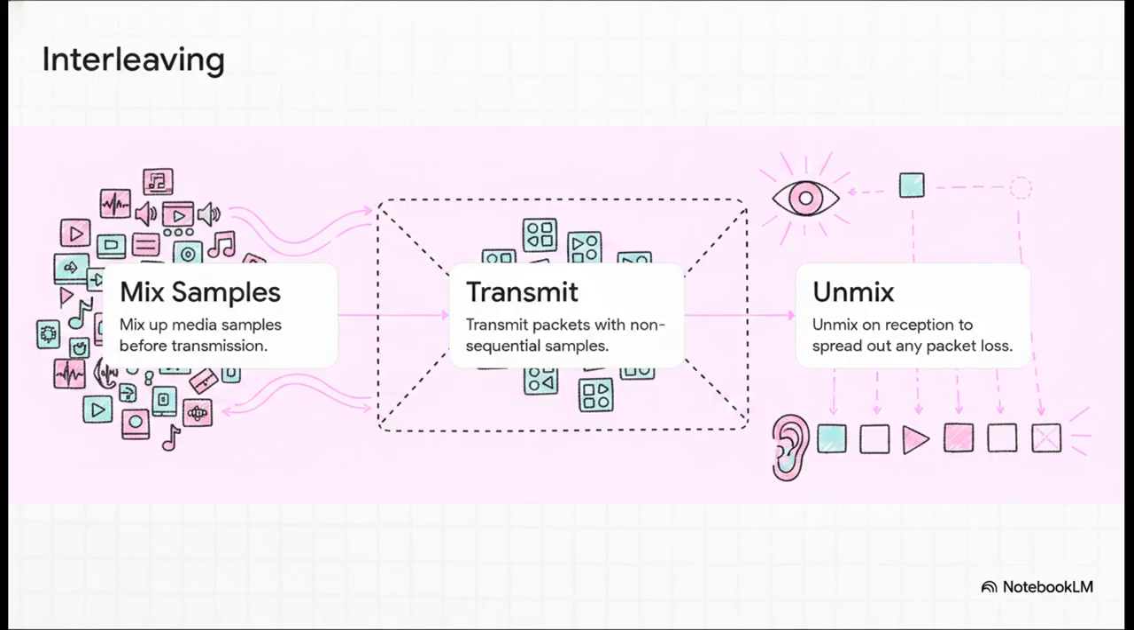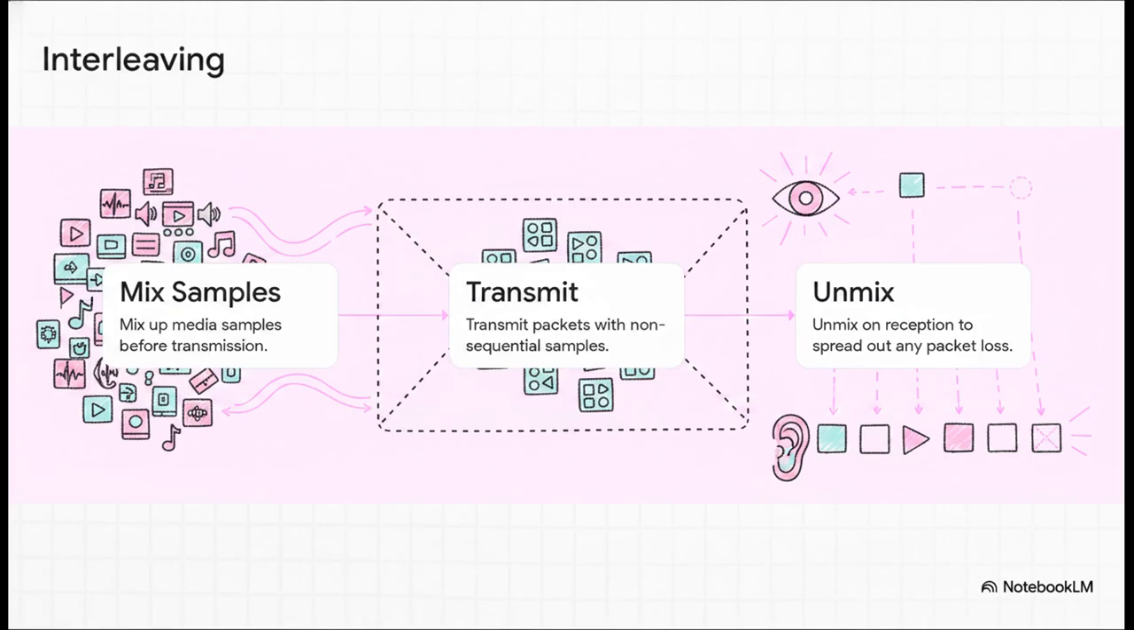There's another brilliant trick to survive network loss, and it's called the interleaving strategy. Instead of sending samples in perfect chronological order, the server mixes up the media samples before transmission. It transmits packets filled with non-sequential samples. Then, when the receiver gets them, it unmixes them back into the right order. Why go through all this trouble?